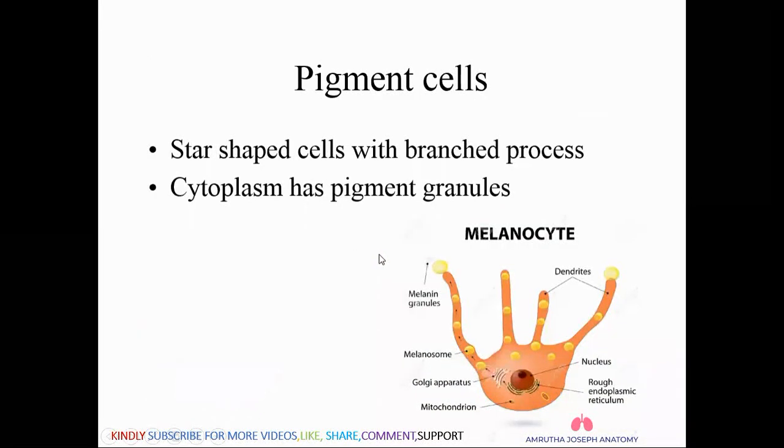The next cells, pigment cells. Pigment cells have a lot of branching processes, and they have melanosome granules inside them. They are seen in the skin.